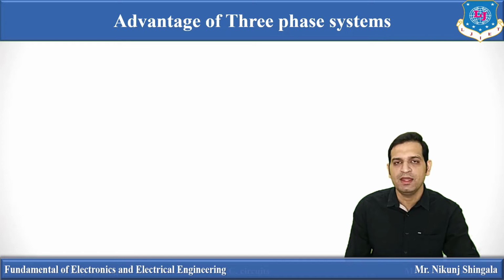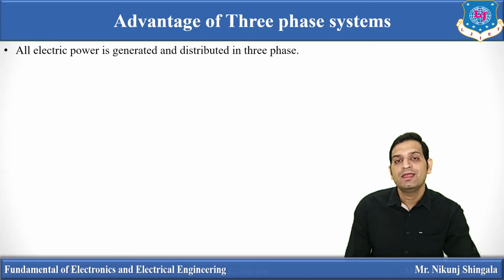Poly means many. As the number of phases increases, the advantages of the system also increase, but the advantages are not proportional to the number of phases. Out of many polyphase systems, the three-phase system is found to be economical. That's why the three-phase system is widely used. Now, what are the advantages of the three-phase system?